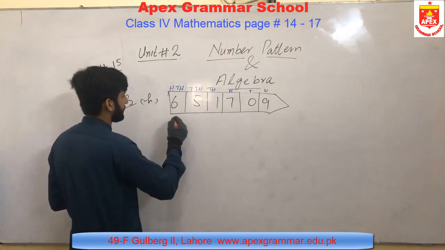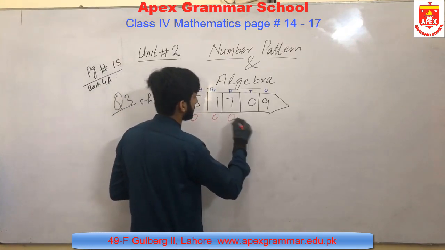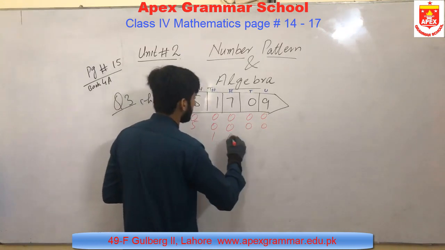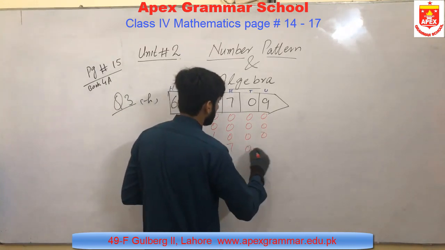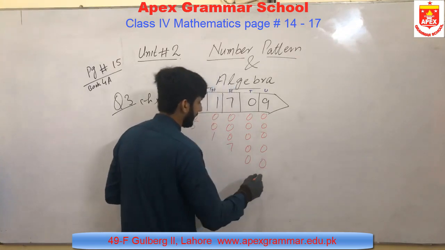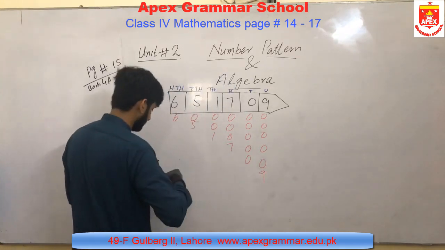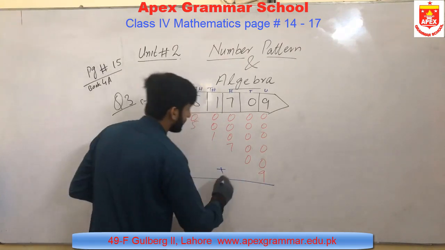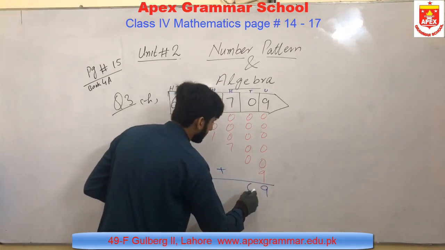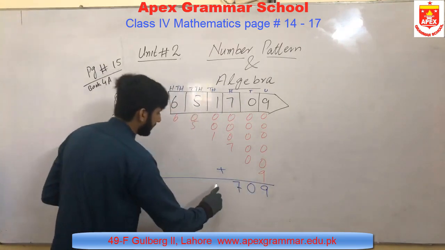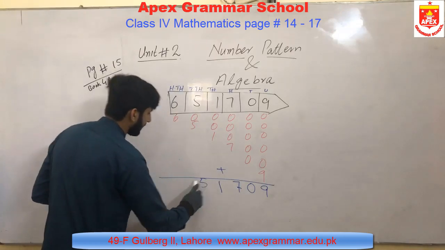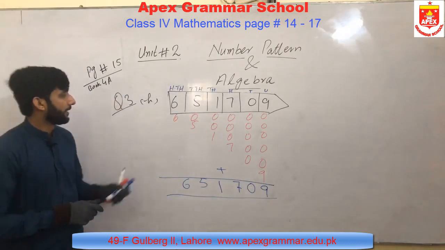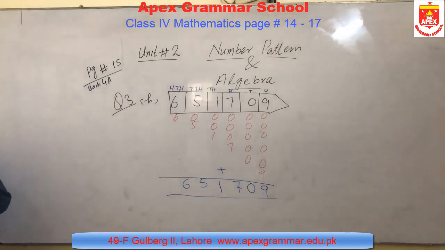By writing their positions in zeros, then 5, then 1, 7, then 0 and last one is 9. By adding all, 9, 0, 7, 1, 5 and this is 6. By adding all these numbers, I will find out this result that I have written on your board.